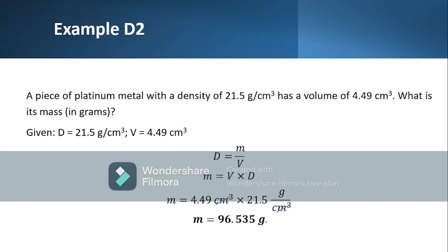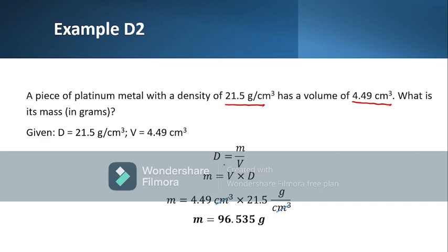Next, a piece of platinum metal with a density of 21.5 gram per cubic centimeter has a volume of 4.49 cubic centimeter. So what is its mass? So what is the mass of the metal? So the given is the density of the metal. So this is 21.5 gram per cubic centimeter. This is our density. And then the volume is 4.49 cubic centimeter.